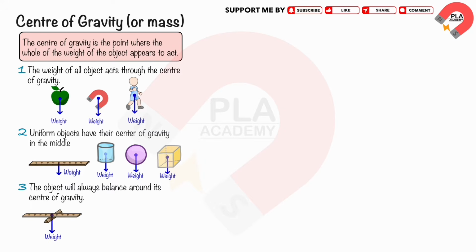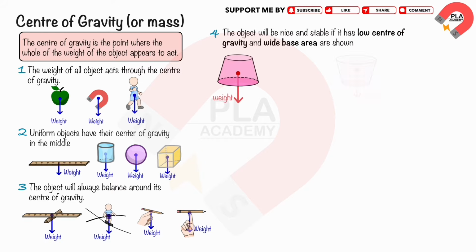The uniform meter rule can be balanced at the 50 centimeter mark, as shown. The person is walking on the rope, as shown. A pencil can be balanced on the finger, as shown. The object will be nice and stable if it has a low center of gravity and a wide base area, as shown.